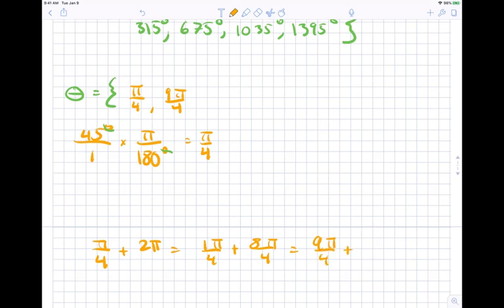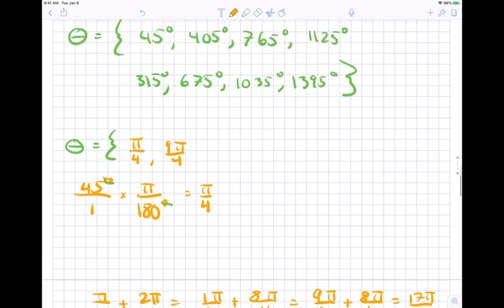So let's add another revolution. What's the complete revolution going to be? 2 pi. And let's go ahead and keep the common denominator. That's going to be 8 pi over 4. What does that give us? 17 pi over 4. Is that the 765?